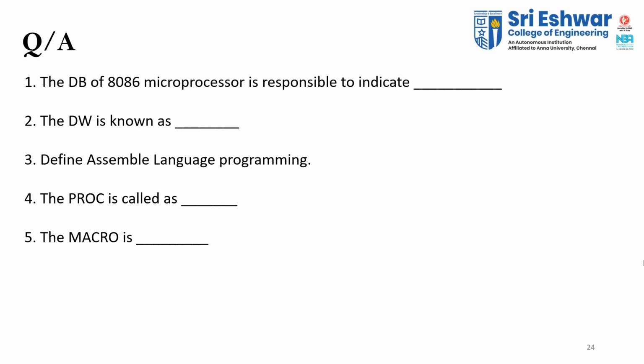Yes, come on. If it is wrong, I will make you right. What is DB? Rajeshwari. The result of the ALU operation.